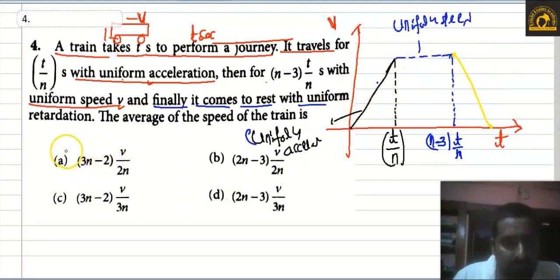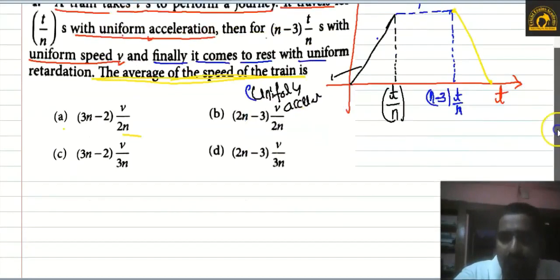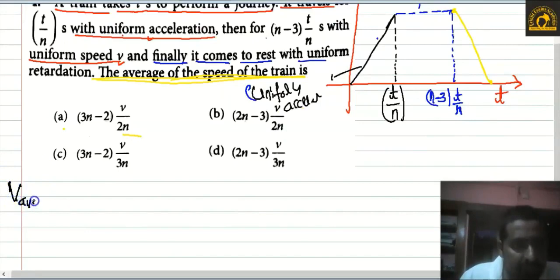Now the aim is to calculate the average speed of the train. Calculate the average speed of the train. So average speed is equal to, we know that. Let's see the solution. The average speed is equal to the formula.